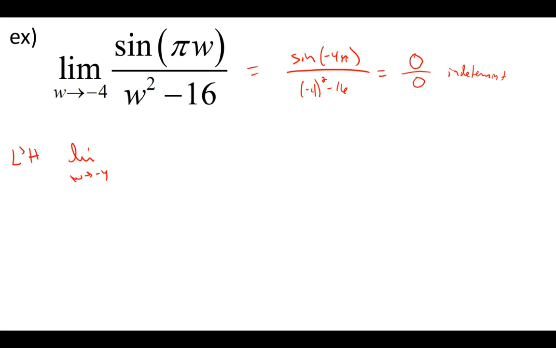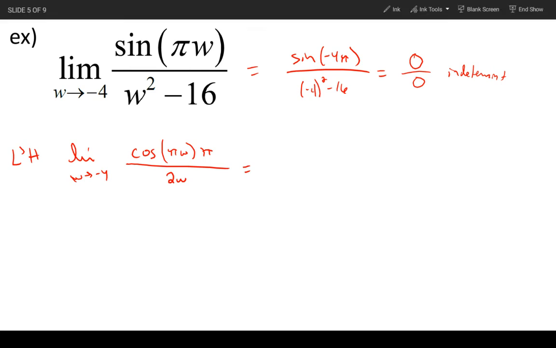The derivative of sine is cosine. And we do need to use the chain rule because we got some stuff inside of there. It's pi w instead of just w. So cosine of pi w, and then we take the derivative of the inside. Well, derivative of pi w is just pi. Over the bottom, take the derivative of that. The 16 goes away, leaves just 2w.